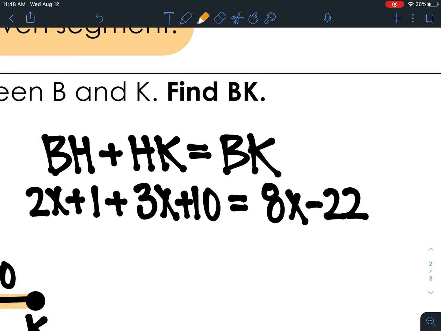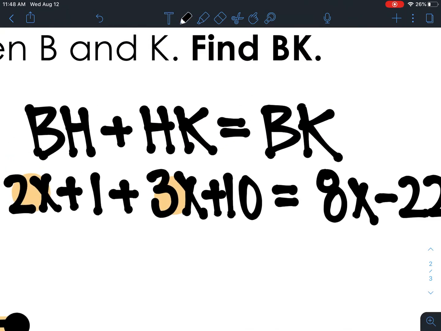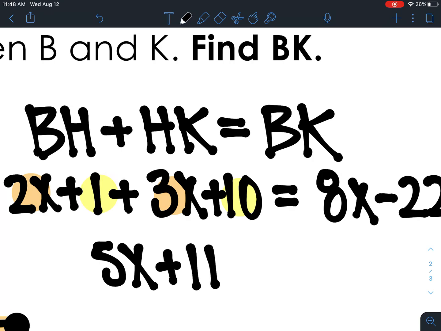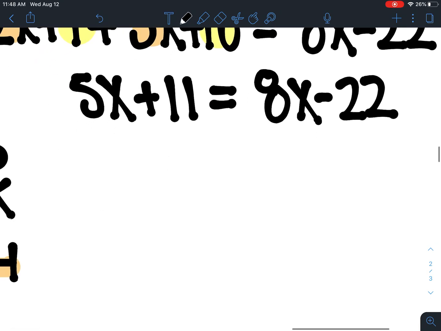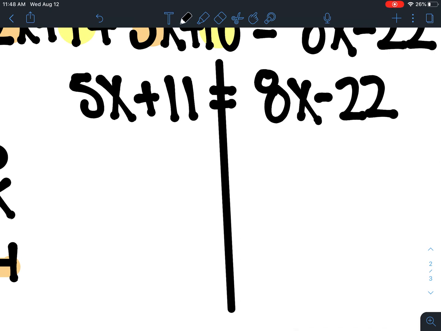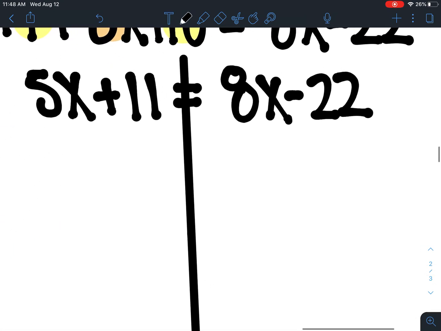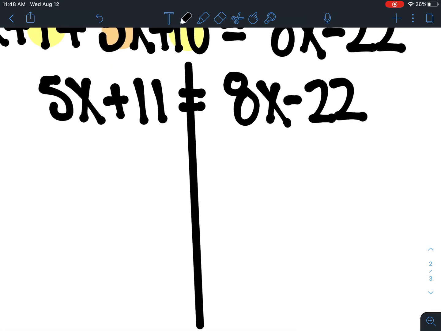All right, let's solve this equation. So we have 2x plus 3x, which is going to give us 5x. We have 1 plus 10, which is going to give us plus 11, equals 8x minus 22. Now, a quick reminder: this is variables on both sides, which means that we need to move our variables to one side. I typically like to move them over to the left-hand side.